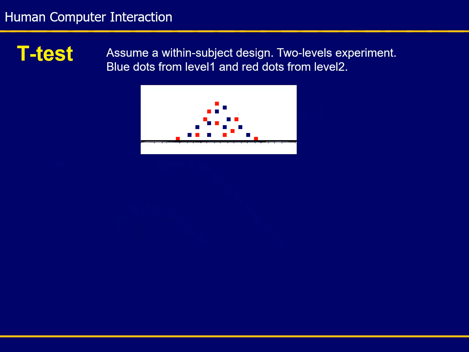So let's see our example here. Assume I'm doing a within subject design experiment. Don't worry about the experiment, assume it's any experiment. Within subjects means every participant will do the whole experiment. The blue dots here come from one level, exposing the participants to one level, and the red dots come from exposing the same participants to another level.